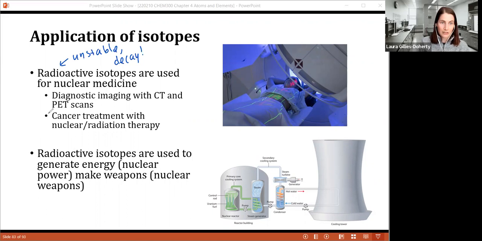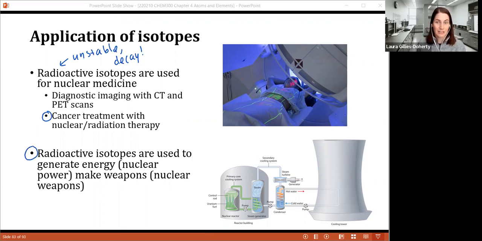Radioactive isotopes are also used in radiation therapy for cancer treatments. In this case, doctors implant a very small quantity of radioactive isotope that when it decays, it's going to emit a high energy particle that kills the cells around it. And they do this on purpose, very specifically at specific locations in the body to kill cancer cells. So that's like radiation therapy or nuclear therapy.